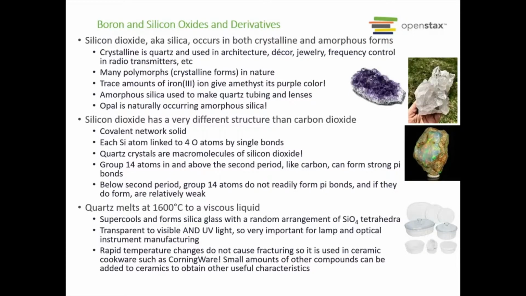So now we're going to start talking about some boron and silicon oxides and derivatives, starting with some silicon ones. Silicon dioxide, aka silica, comes in both a crystalline and an amorphous form. The crystalline form of it is quartz, which is used in architecture, decor, jewelry, as well as frequency control and radio transmitters. So there's some quartz crystal right there for you. It has a bunch of polymorphs or crystalline forms in nature. If you add some trace amounts of the iron 3 ion into the quartz, you get amethyst, and that beautiful purple color.